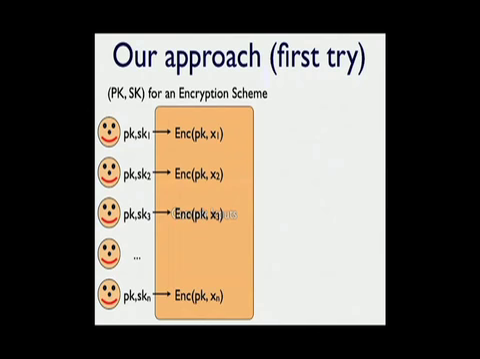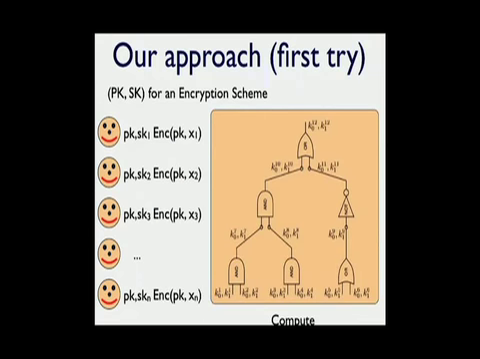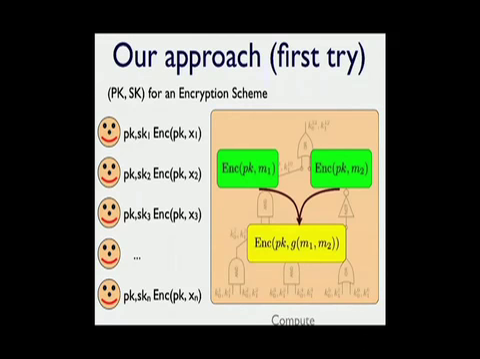So everybody just broadcasts an encryption of their input. And then we have this circuit that we want to evaluate. Before, we would have sent these garbled tables corresponding to each of these gates. Now that we have a fully homomorphic encryption scheme, we just use the homomorphic part to evaluate this.